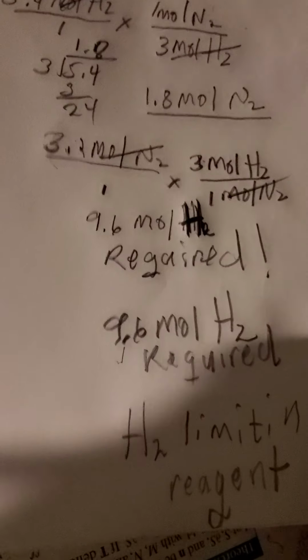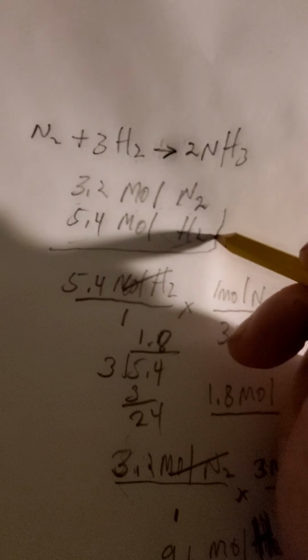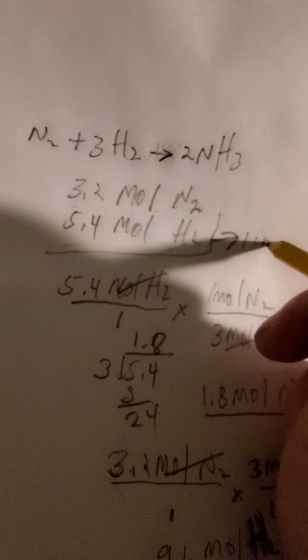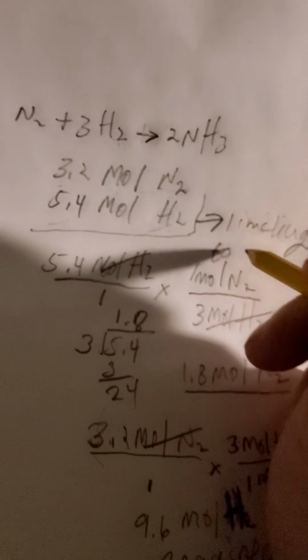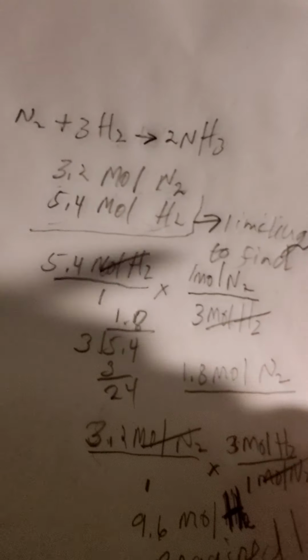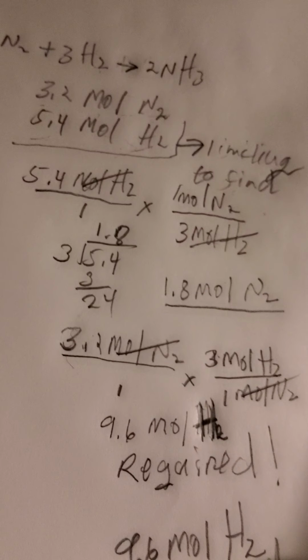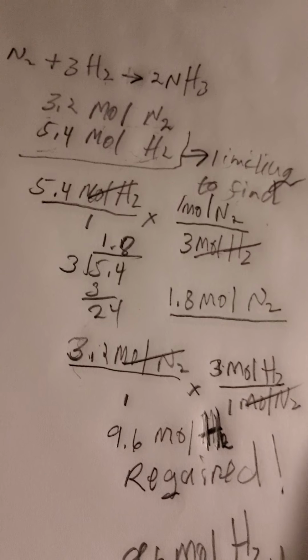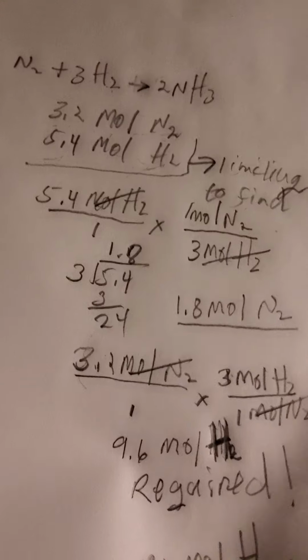Well, now that we know that information, we're going to check something else. We're going to find out how much we can actually make. What are we going to use to find out how much we can make? Always use the limiting reactant to find out how much you can make. I'm going to use the limiting reagent to find out how much ammonia I can make if I just have 5.4 moles of hydrogen.